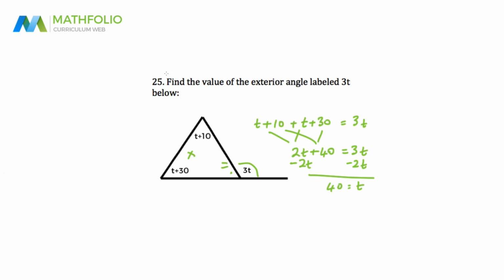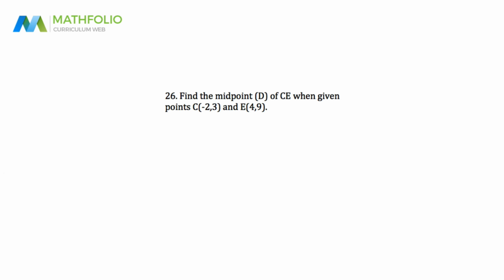But now we've got to be careful because it says find the value of the exterior angle labeled 3t. It wants the value of the exterior angle. So we know that t is 40, therefore 3t equals 3 times 40, so that gives us an angle of 120 degrees. That's our answer to 25. Okay, question 26.